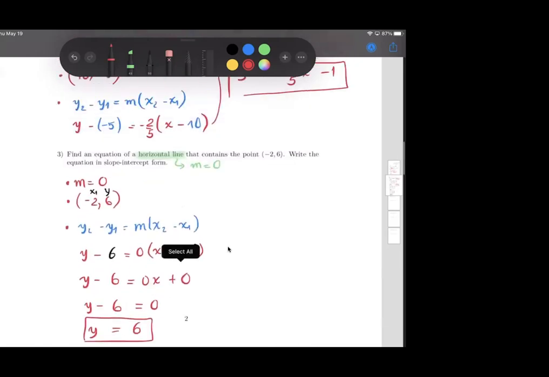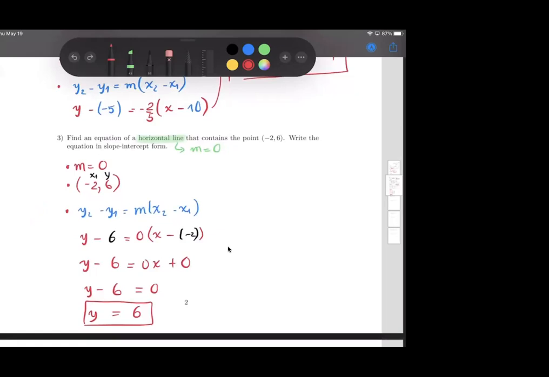Or if you're smart enough and you don't want to do all this work, if you can see this, a point is -2, 6. Where is -2, 6? -1, -2, 1, 2, 3, 4, 5, 6. So -2, 6 is here, right? And a horizontal line that passes through that point has to be like that, right? If it's horizontal, it's gonna be y equals 6. But you can always show work.